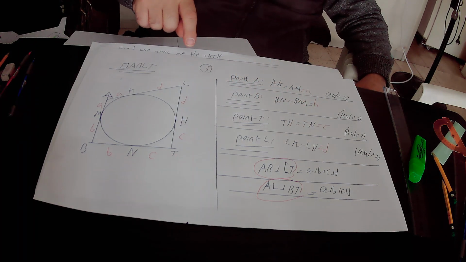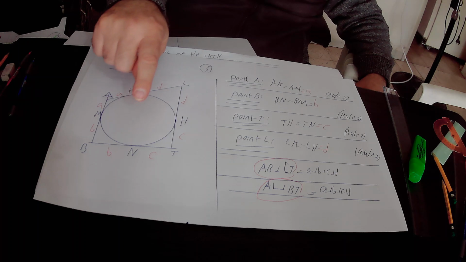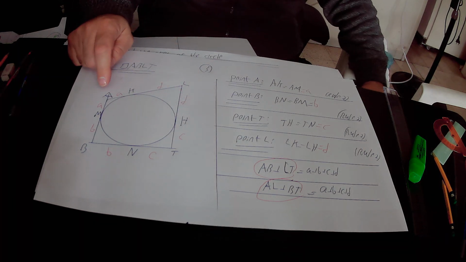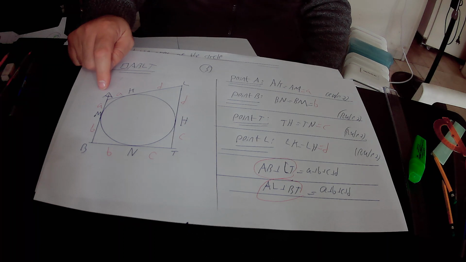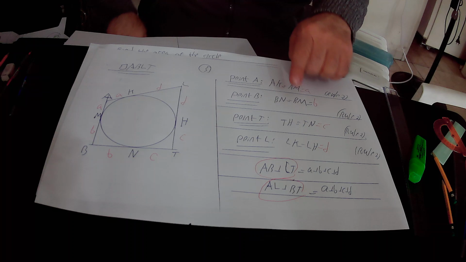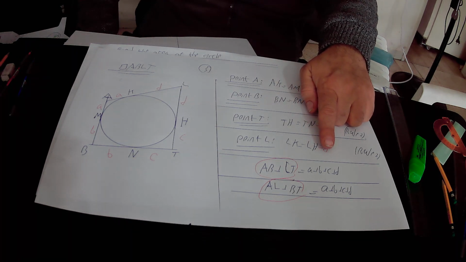Then we add side AB to side LT. What is the value of AB plus LT? From the drawing, it is easy to see that AB equals A plus B and LT equals C plus D. So in total, AB plus LT equals A plus B plus C plus D.